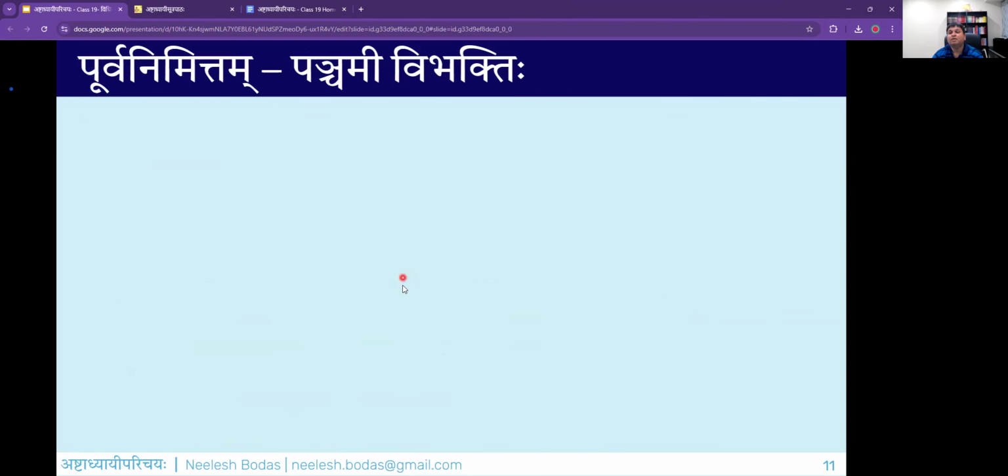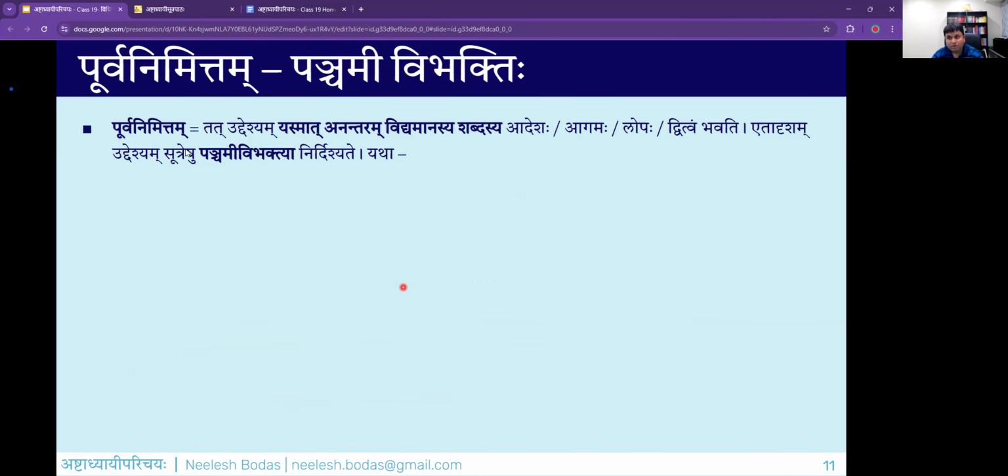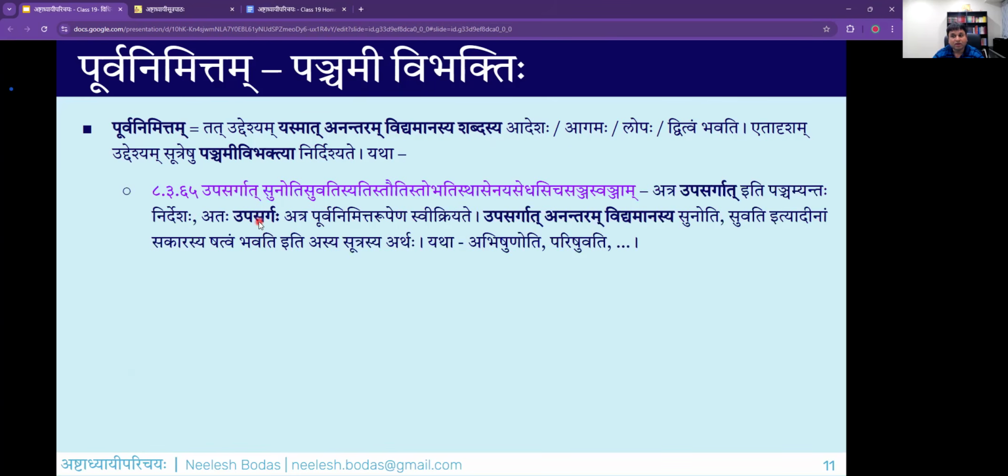Let's go to Purva Nimittam. Purva Nimittam, as the word indicates, Purva, it comes before, it is pronounced earlier. Which means that the sthani or the agami will sit after the Purva Nimittam. It's like a left opening bracket. So after the Purva Nimittam. So Purva Nimittam is again an uddesha. Tat uddesham yasmad anantaram vidyamanasya shabdasya adesha ityadikam bhavati. So this particular uddesham is indicated by Panchami Vibhakti.